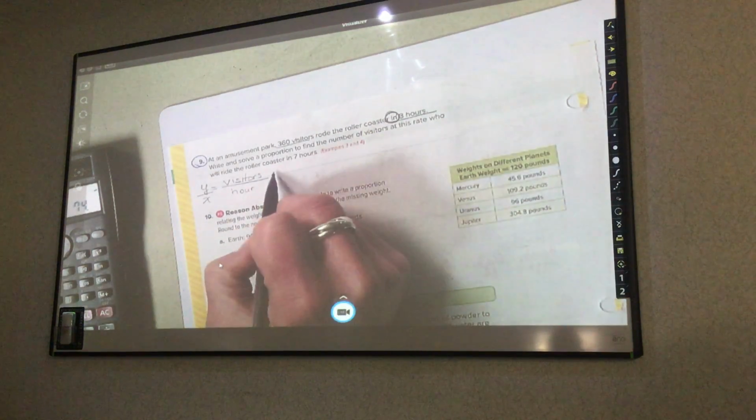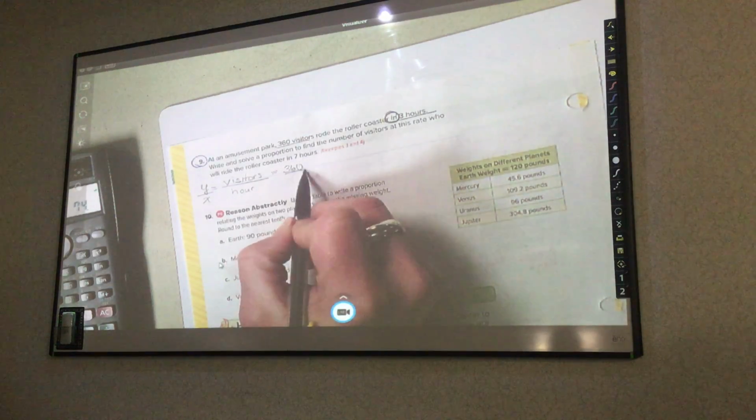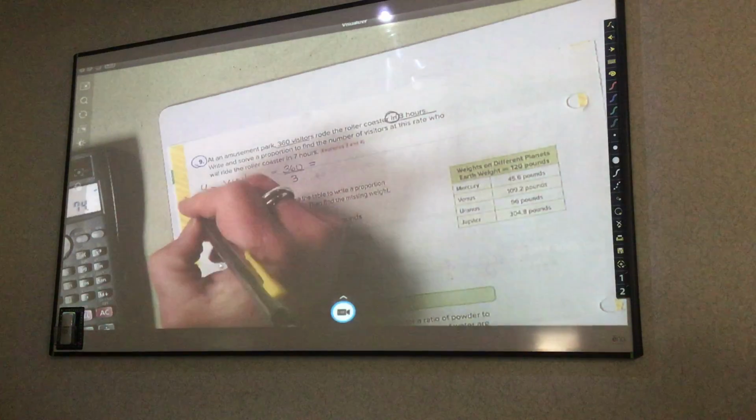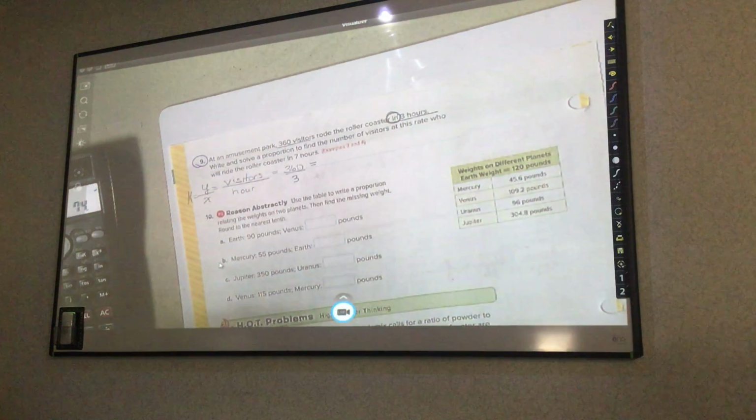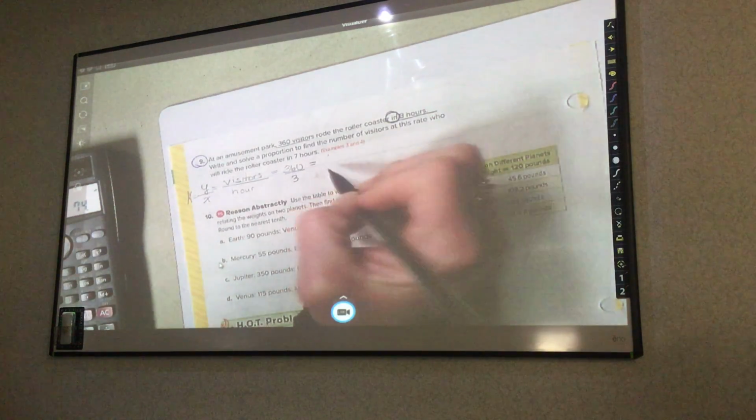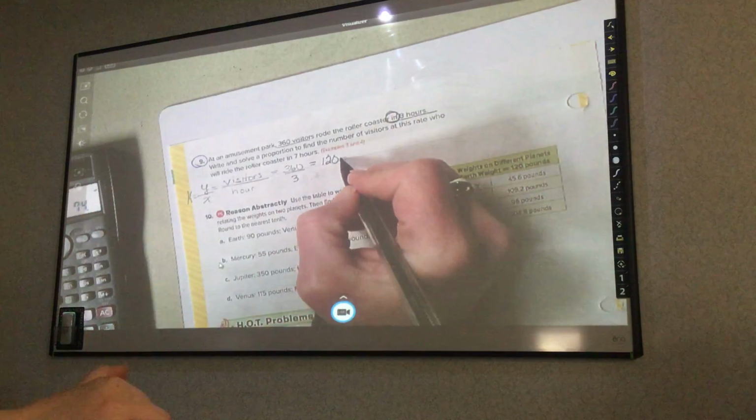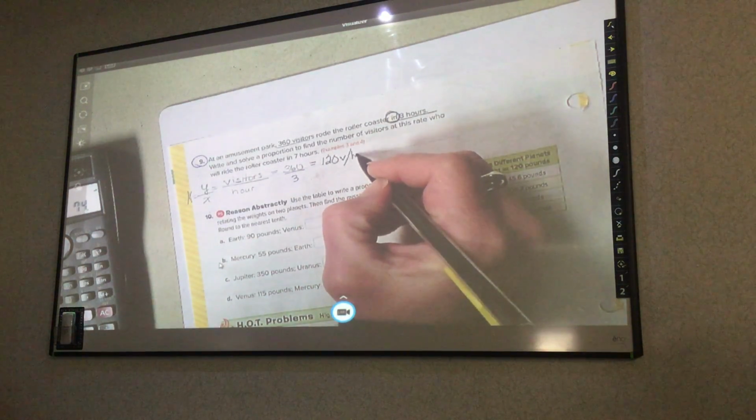So now let's set it up. How many visitors? 360, in how many hours? 3 hours. So let's find that constant. K equals 360 divided by 3, so it's 120 visitors per hour.